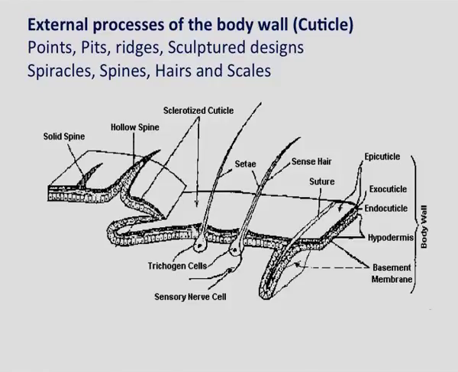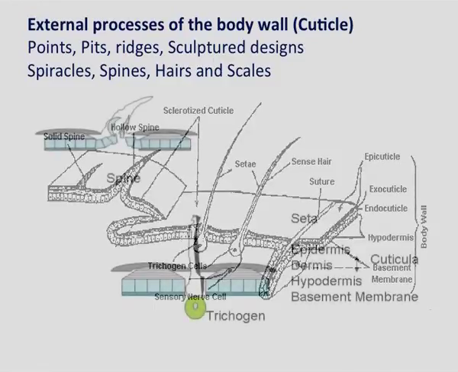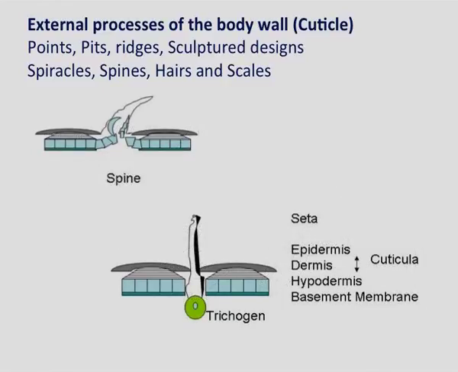The cuticle of the insect body wall has a variety of microscopic structures in the form of points, pits, ridges and sculptured designs, other than the larger outgrowths like spiracles, spines, hairs and scales. All the external processes of cuticle are classified into two groups, that is cellular and non-cellular outgrowths, based on the emergence of the outgrowths from the epidermal cells. First we will see about the non-cellular processes.